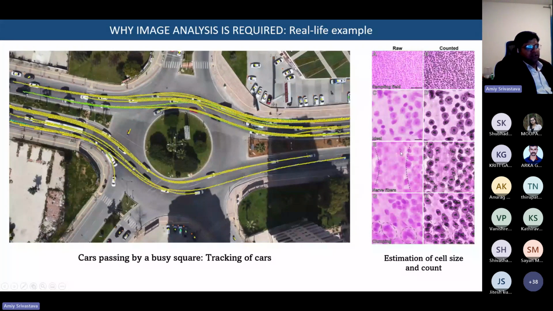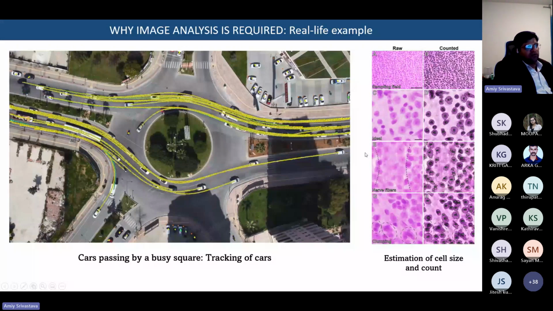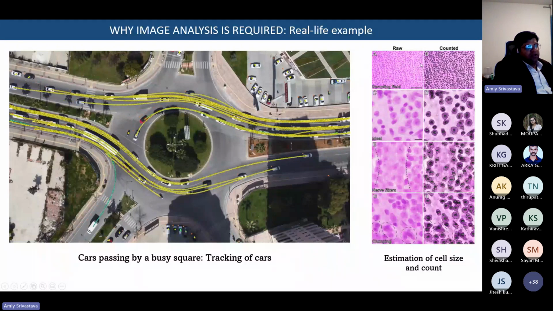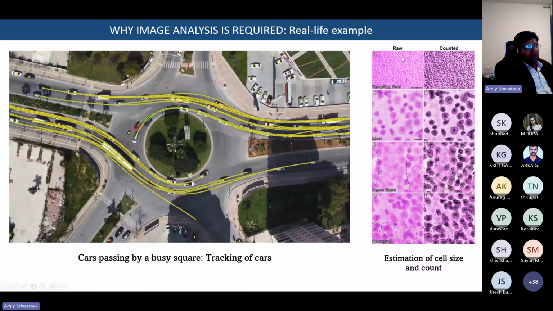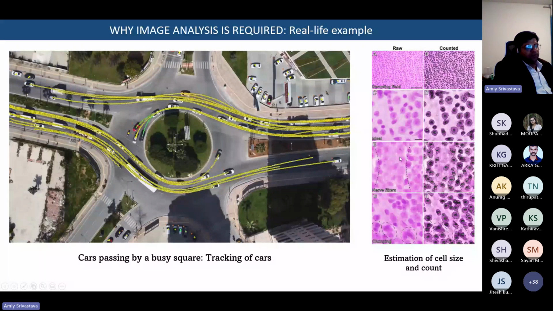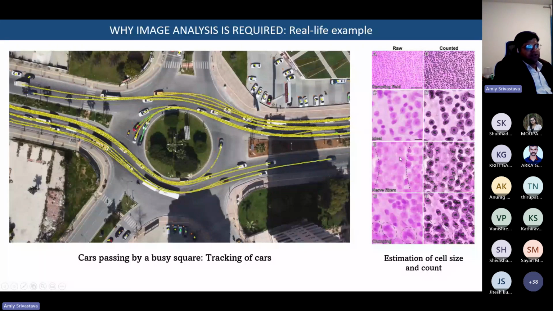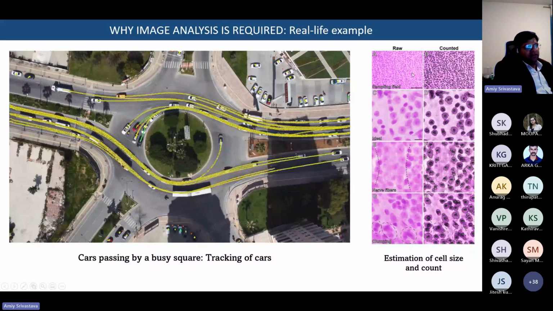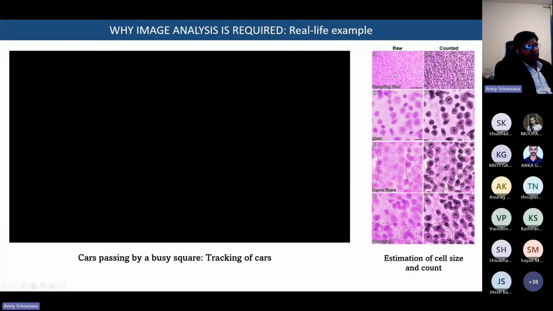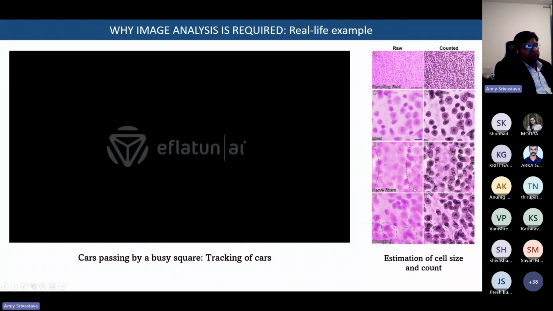What can be the next application of image processing? These are basically cells. Biomedical scientists use these cells, and they want to know the size and number of these cells, for example, cancer cells. They want to see the growth of the cancer cells, so they can also use image processing to find out.